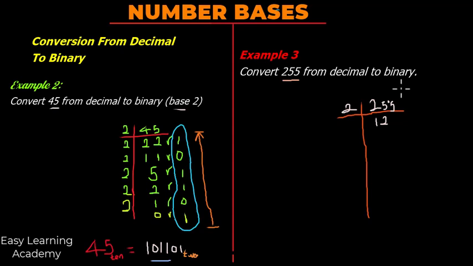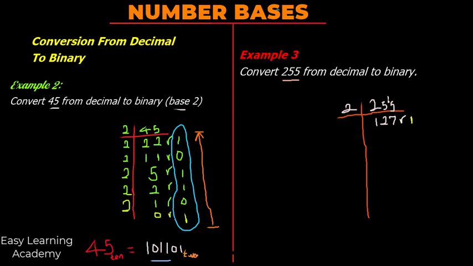It becomes 15. Now 2 will go into this 15. How many times? That will be 7 times, remainder 1. So let's have our remainder 1. I think that's somehow better.